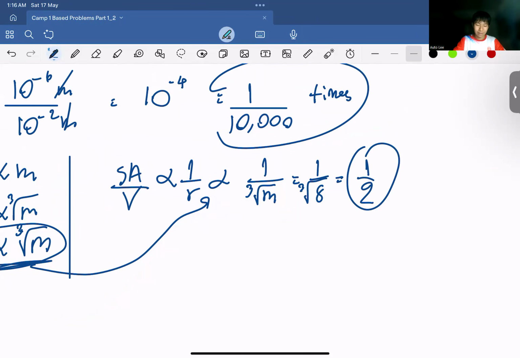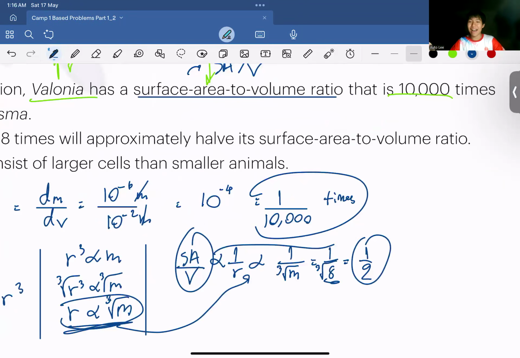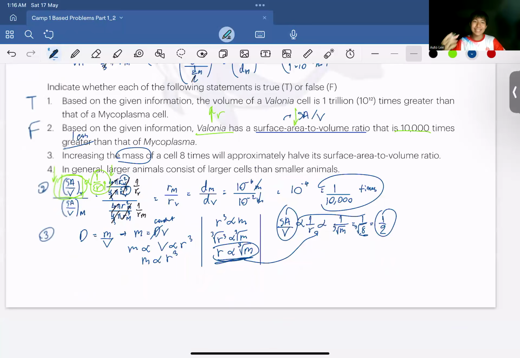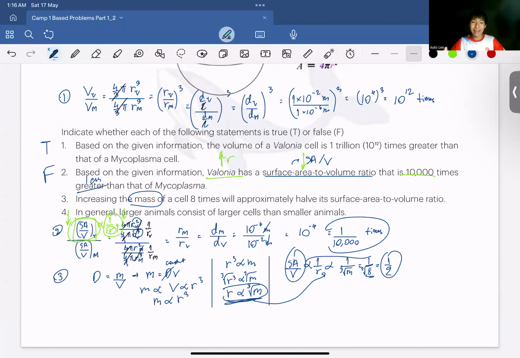What does that mean? What this is saying is that if we increase the mass by 8 times, our surface area to volume ratio is going to be 1 over 2. So it decreases by half. This is exactly what statement 3 is saying. So that means statement 3 is true. Now this is quite a lot to grasp, but just let it digest for a while.